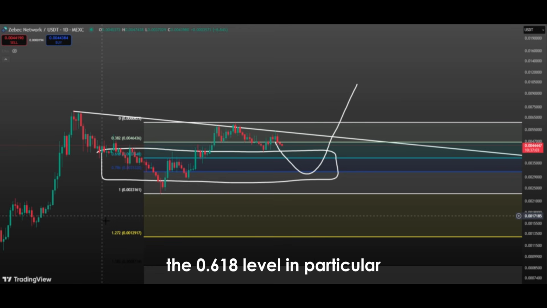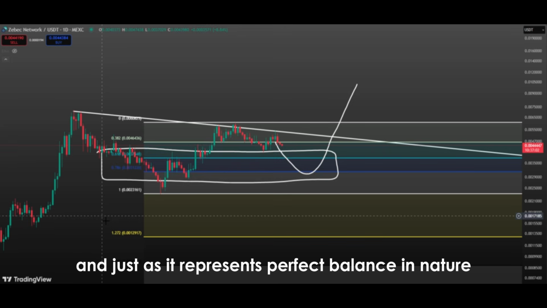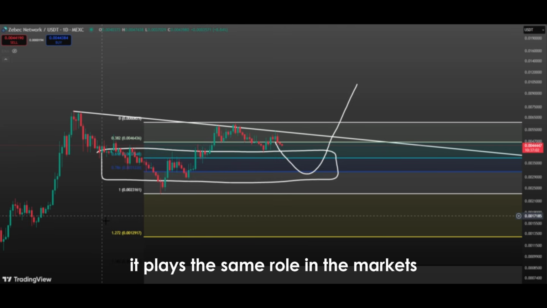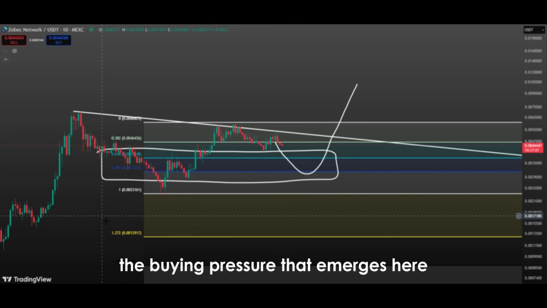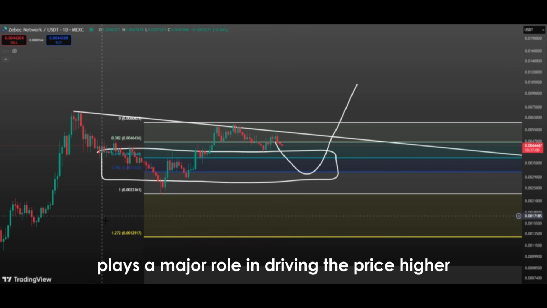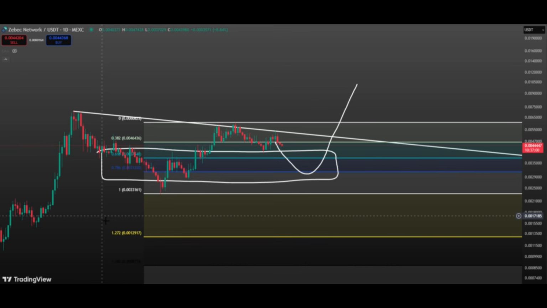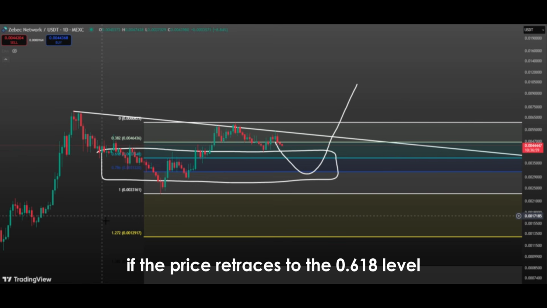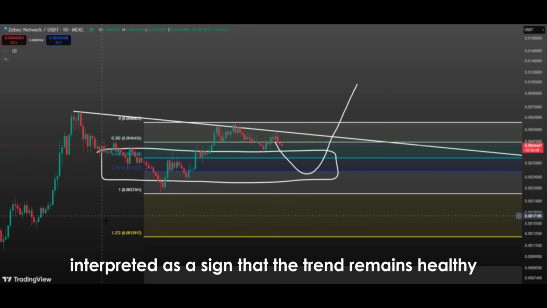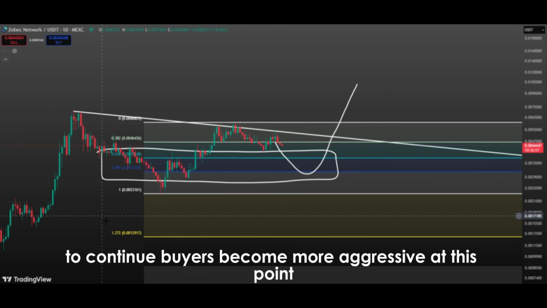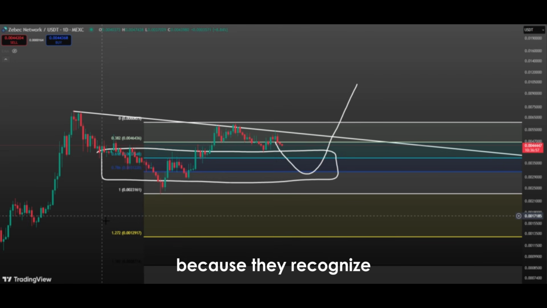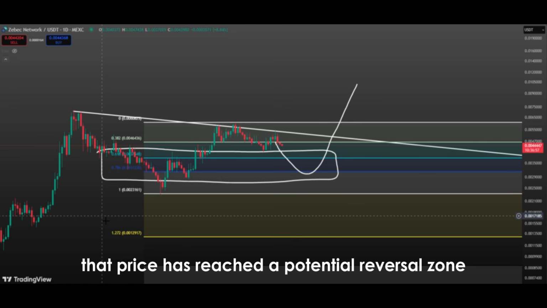The 0.618 level in particular is known as the golden ratio, and just as it represents perfect balance in nature, it plays the same role in the markets. As a reflection of human psychology and mass behavior, the buying pressure that emerges here plays a major role in driving the price higher. If the price retraces to the 0.618 level and finds strong support, this is generally interpreted as a sign that the trend remains healthy and the uptrend is likely to continue. Buyers become more aggressive at this point because they recognize that price has reached a potential reversal zone.